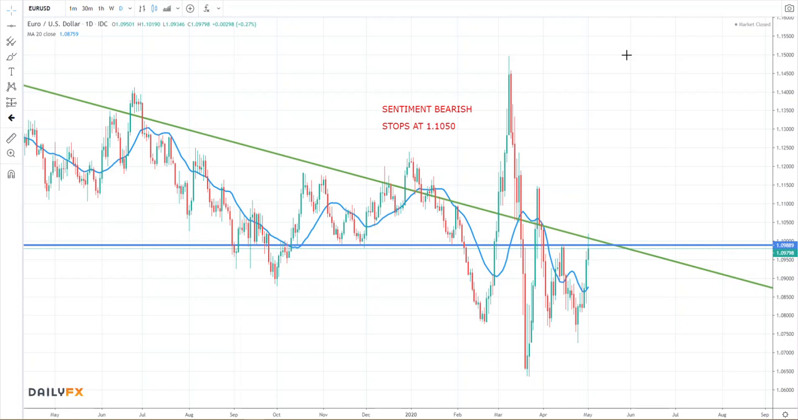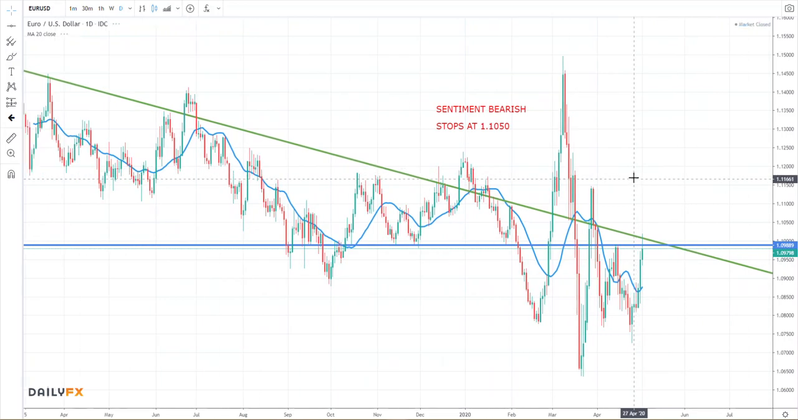So we see here that my sentiment is bearish with stops at 110.50, so $1.1050. And what I mean by stops at is essentially that's what reverses my sentiment. If we see daily candles closing above the 110.50 mark, then I'm going to be thinking twice about my bearish sentiment.